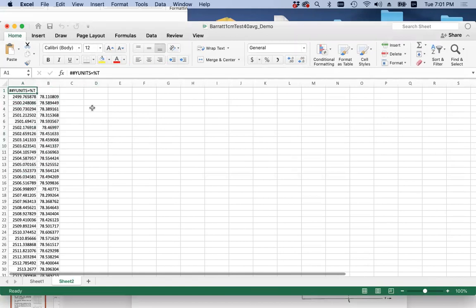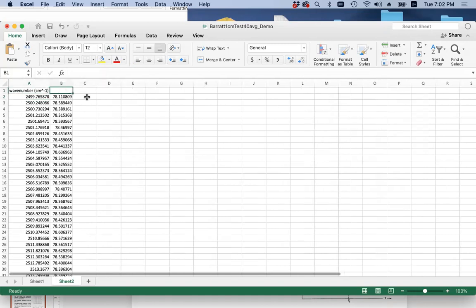So I'll label them so that I know what they are. The first column in this case is going to be the frequency in wave number units of reciprocal centimeters. So I can label this column wave number, and the units are centimeter to the -1. And the second column is the percent transmission, which is what you measure during the experiment.